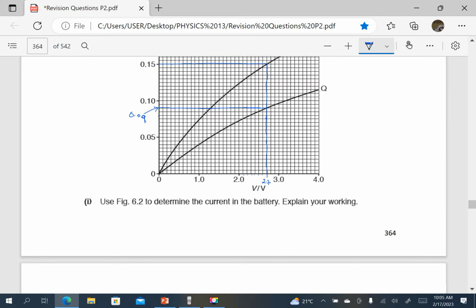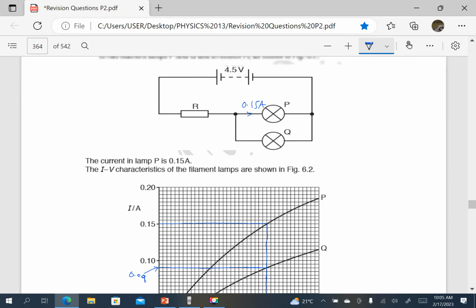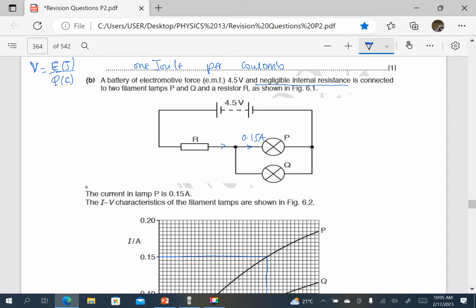So it means we want the current through the battery. When current reaches here, it divides. Part of it takes this part, which we have seen as 0.09, and part of it is 0.15. So the total current which enters the junction is the same as the current through the battery, which is the sum of those two.